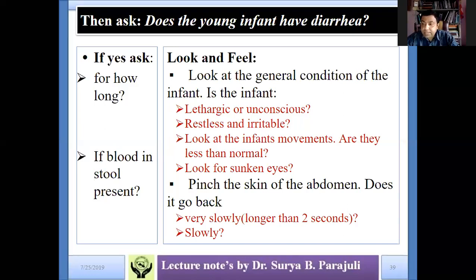Restless and irritable? Look at the infant's movements. Are they less than normal? Baseline movements means before having these problems. Mothers can easily distinguish less movement or more movements of infants. Sometimes there is subjective variation.